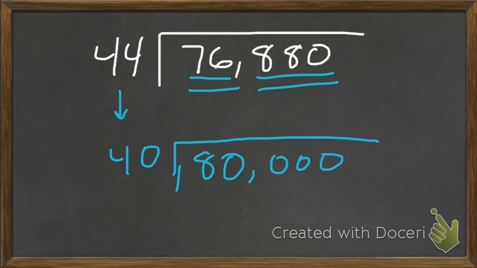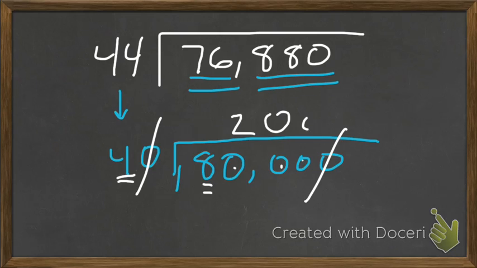So now my problem is 80,000 divided by 40. So cross out that 0, this 0. 4 goes into 8 2 times. And I still have 1, 2, 3 zeros left. So my answer would be 2,000.